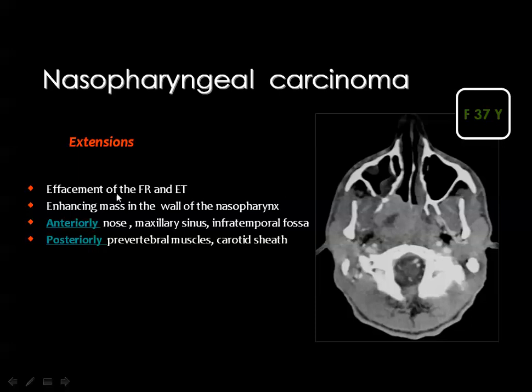The mass is extending in different directions. You say there is effacement of the fossa of Rosenmüller and the Eustachian tube, which is an evident feature. Then, anteriorly, the tumor will extend into the posterior nares and may also invade the nose. And anteriorly, you can see the pterygoid blades. It has destroyed the medial pterygoid blade as well as the apex of the maxillary antrum.